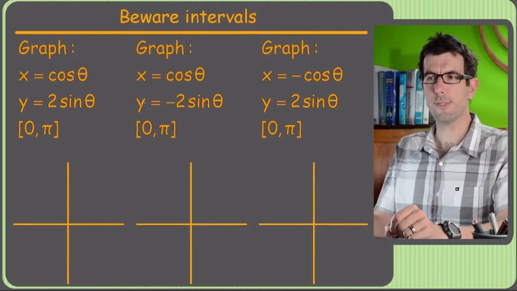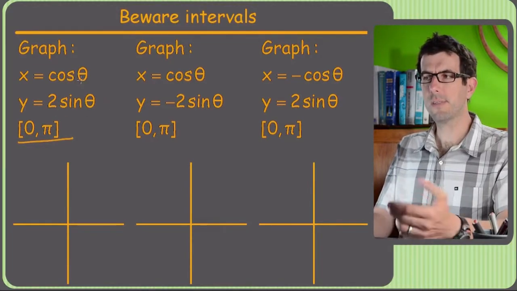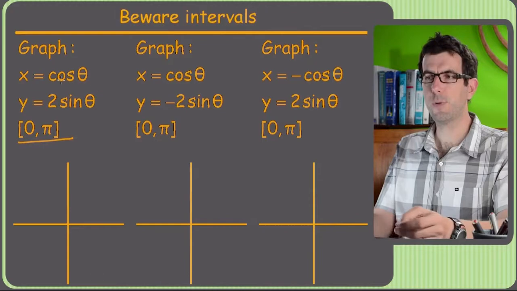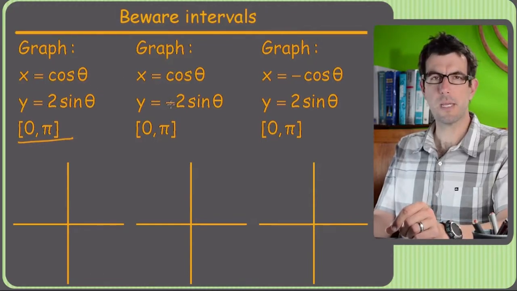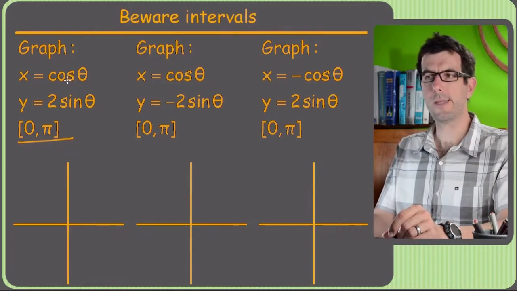Alright, beware intervals. What we mean by intervals is that they gave us a limitation, just from 0 to pi. Now what I've done here is I've given us the same 3 equations, and I've just put some different negative signs in, because that actually will mess with you in a parametric equation. So let's take a look.